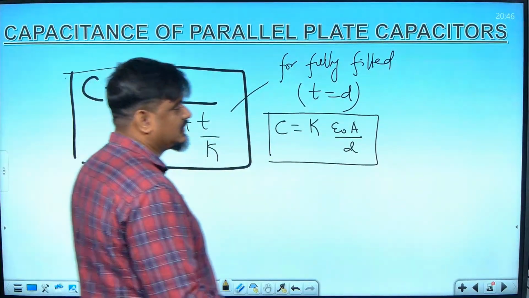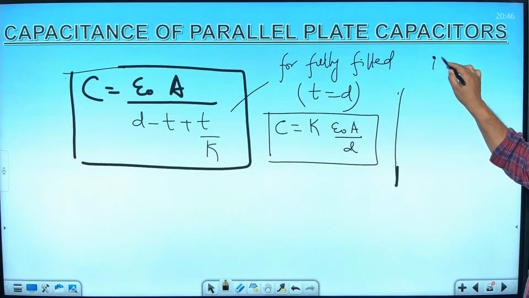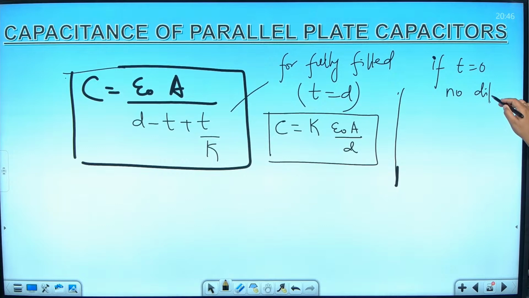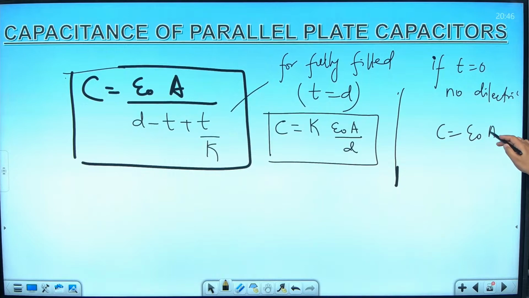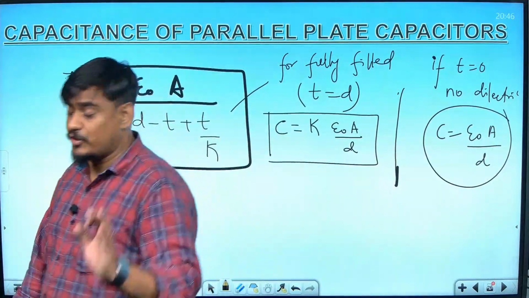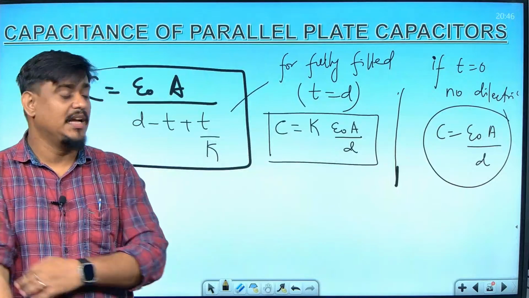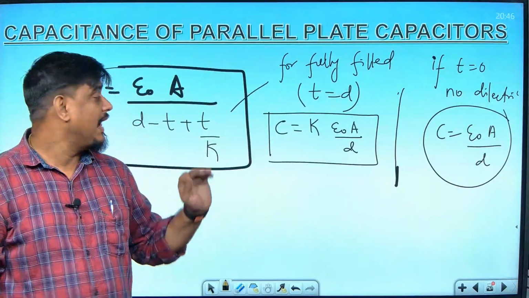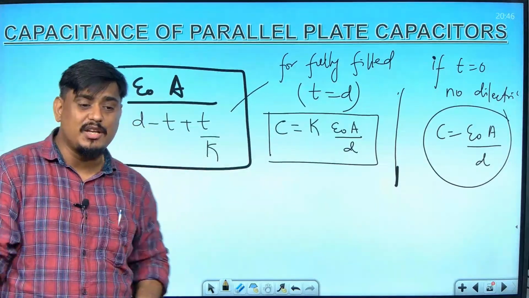And if there is no dielectric, that is, if T is equal to 0, it means what? No dielectric. If the dielectric is not there, then T is 0, and C will become equal to epsilon naught A by D. So, the parallel plate capacitor's capacitance is epsilon naught A by D for no dielectric, K into epsilon naught A by D for a fully filled dielectric, and epsilon naught A by D minus T plus T by K for a partially filled dielectric.